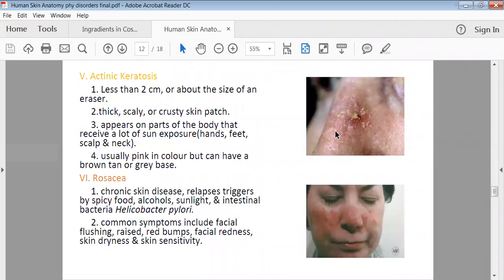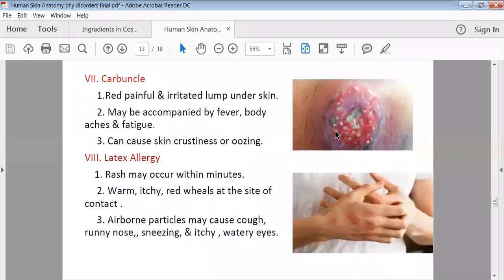Then actinic keratosis is there. That is one particular type of dysfunction of your skin. It is found on the skin. Generally, it is pink in color. Sometimes it may be brown in color. Then next is rosacea, that is a chronic skin disease. Then carbuncle is there, like red kind of skin, and irritating lumps under the skin.